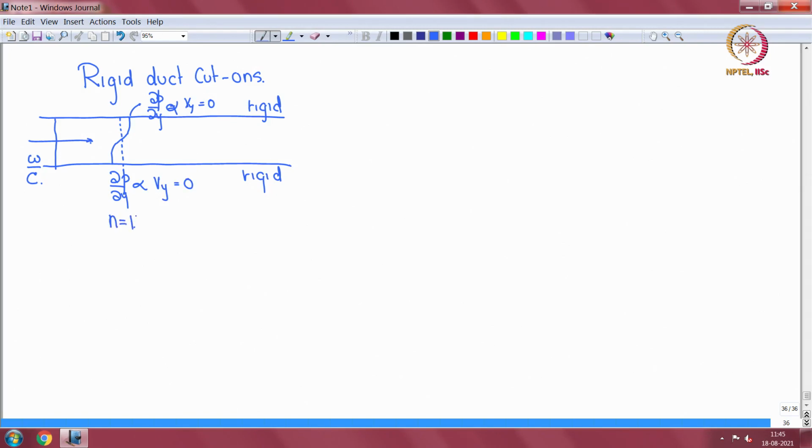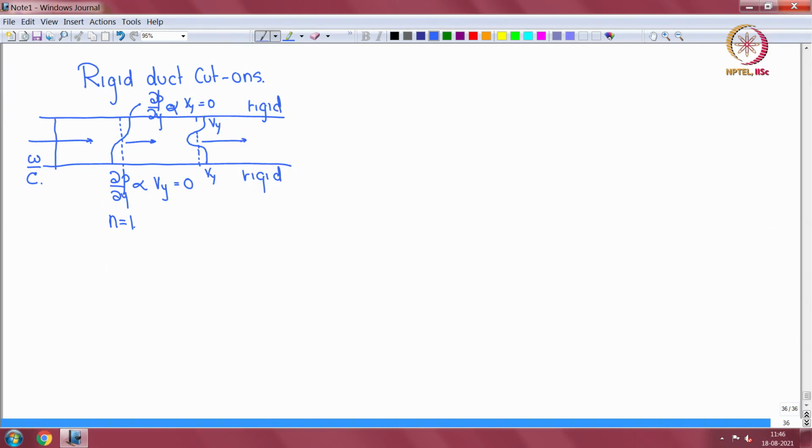Next, the n equal to 2 cut-on looks like this. It goes like this and it comes back. Here again del p del y or Vy is 0. Here again del p del y or Vy is 0, and it has a higher deformation profile and so forth. So these are the cut-ons, and if they satisfy the omega condition, they will propagate.